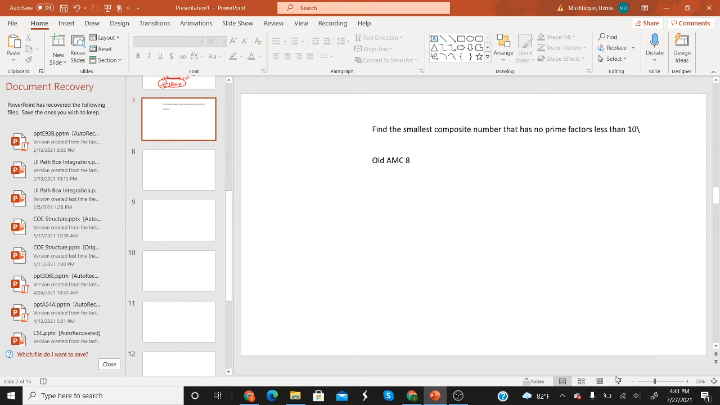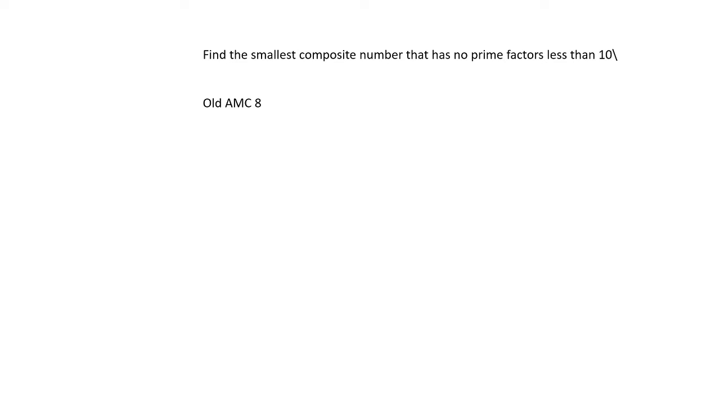Alright, so in this STEM problem song walkthrough, we are going to be solving a problem from an old AMC examination, so let's get started. Find the smallest composite number that has no prime factors less than 10. No prime factors that are less than 10.